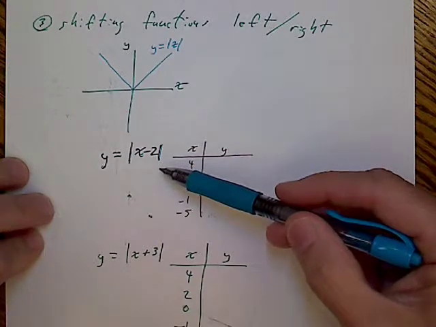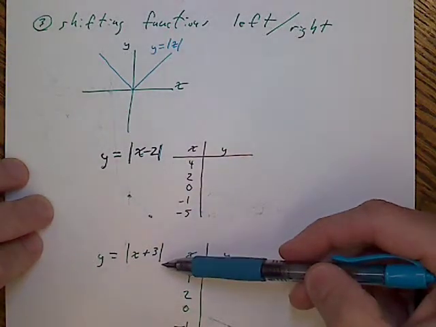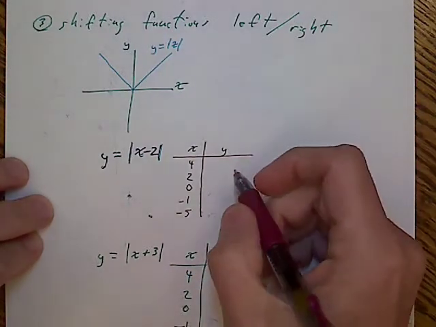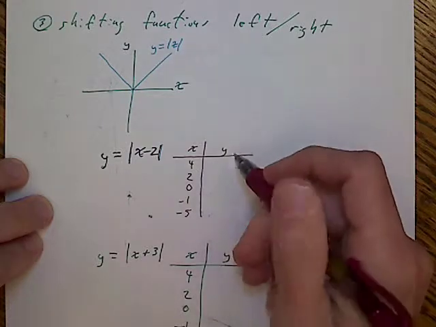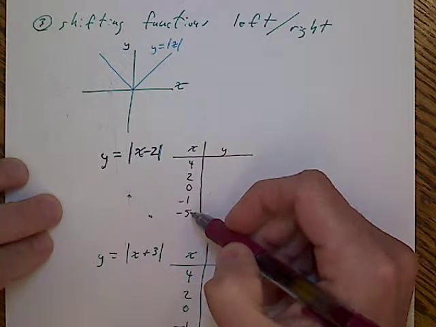Well, I want to see what happens. I'm going to come up with two new functions. Y equals the absolute value of x minus 2, and y equals the absolute value of x plus 3. Now let's just make a little data table here and see if we can figure out what these might look like. So I've put in some x possibilities, and we're going to figure out what the y is to go along with it.